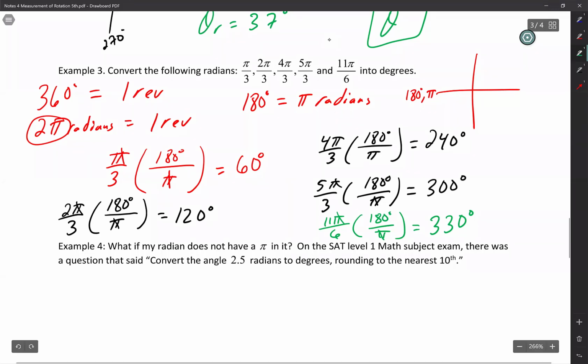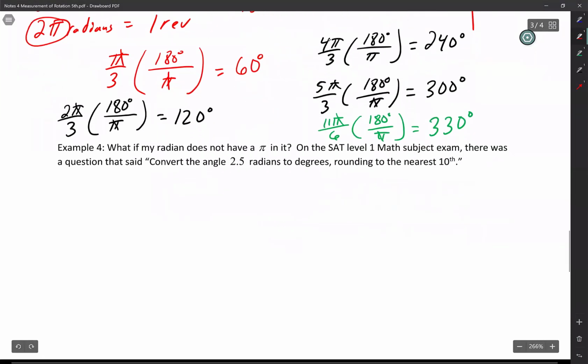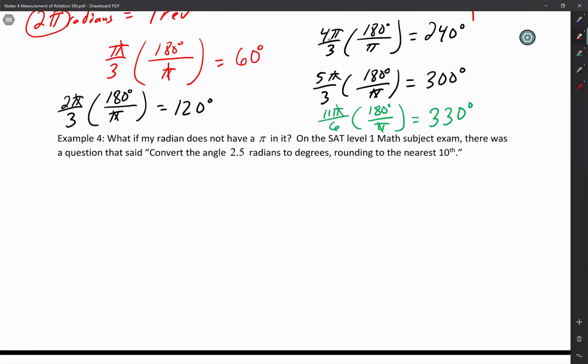Some students think that the level 1 SAT math subject exam is really hard. It's not. This one says, what if my radian does not have a pi in it? And notice this is from the level 1 math SAT. It says convert the angle 2.5 radians to degrees, rounding to the nearest tenth. Notice there's no degree symbol or anything, so that's definitely a radian. That's how you differentiate between radians and degrees, that little upper right-hand corner there.